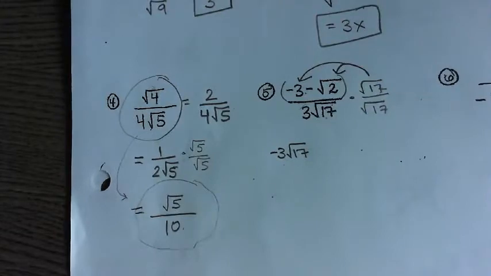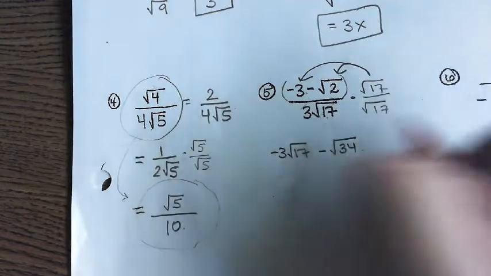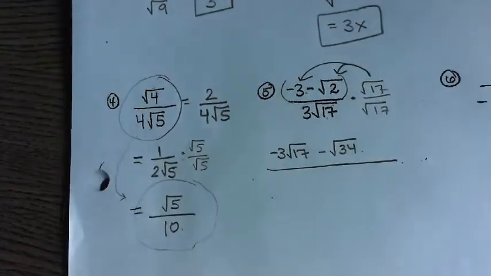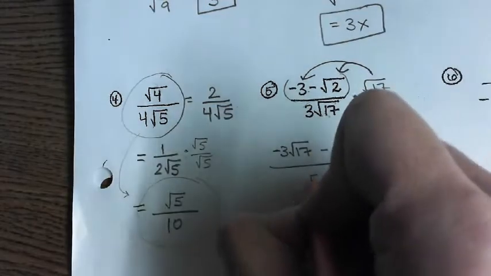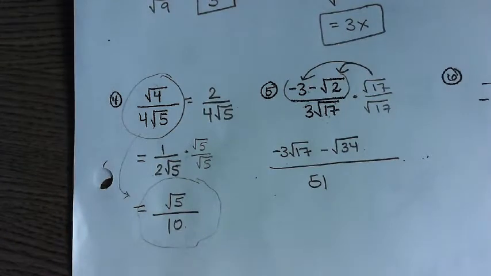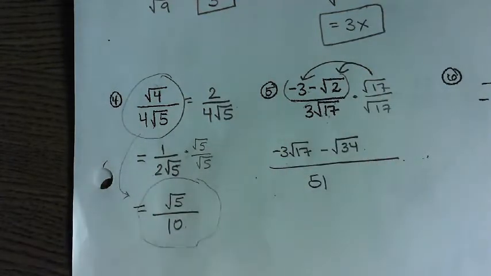Negative root 2 times root 17 is going to be negative root 34. On my denominator, I've got the 3, and then root 17 times root 17 is just 17. 3 times 17 is 51. Now, sometimes, and it didn't happen in the first one, did it happen here? When you multiply through, you've created a need to simplify. Can I simplify root 17? Can I simplify root 34?